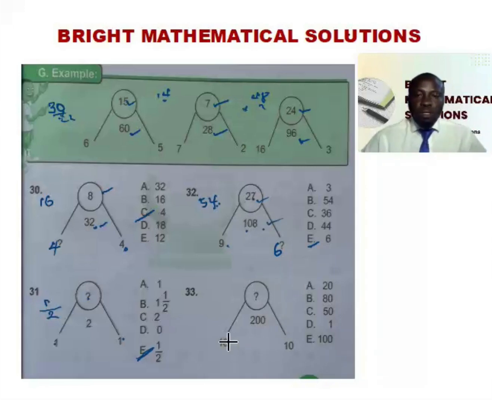And the last one, 10 multiplied by 10, that's 100. Divided by 2, that's 50. So our answer here is 50.